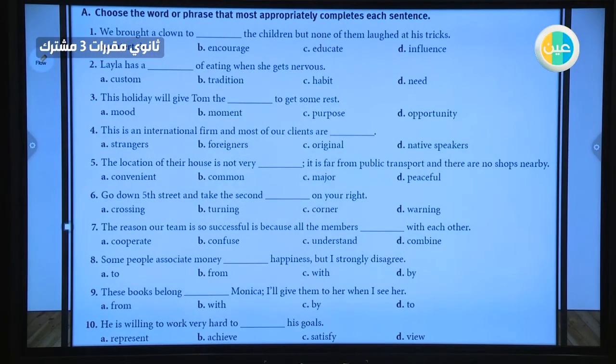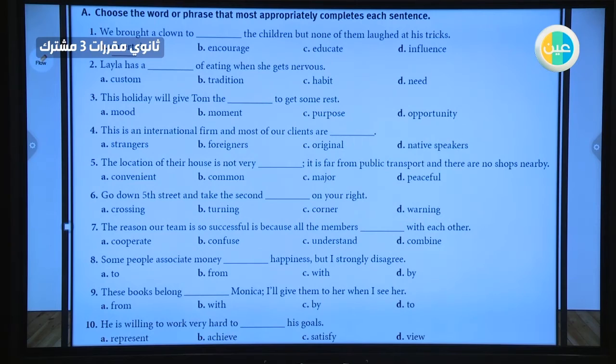Okay? Now, let's look at the meaning. If you know the answer, or if you try to know the answer, this is a quick revision of our unit. Start. This one talks about vocabulary. Number one: we brought a clown to, what's the reason? Entertain, encourage, educate or influence the children, but none of them laughed at his tricks. So which one? We bring him why? To entertain, to make fun, but no one laughed.